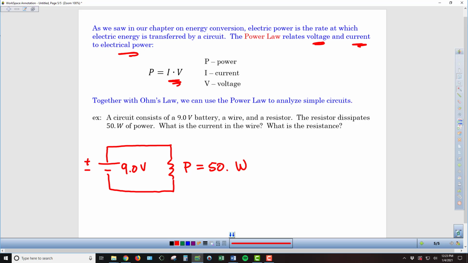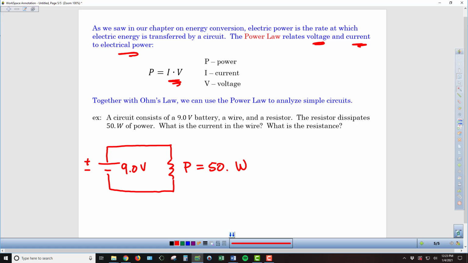Those are the same watts that we studied before. Remember, that's a joules per second measurement, so it's just an electrical version of that. Same units, just in the context of a circuit, it's in terms of amps and voltage instead of joules and seconds. So it says here that we want to find the current in the wire.